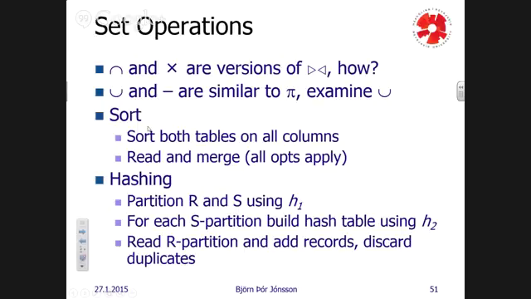Hashing, you can partition R and S, and then for each partition, you build a hash table. And from the other relation, you probe, and if you find a match, you put that to the output. And then you actually delete it from the hash table to avoid duplicates.